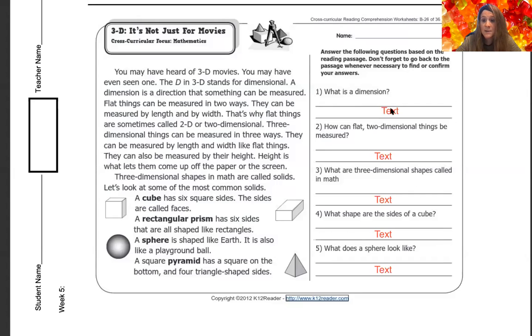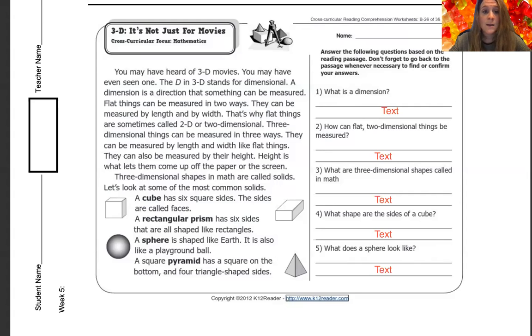This is for those of you who had the stories 3D, it's not just for movies, and plant life cycles. Again, this is the questions, and I am going to have you do one passage questions on day 3, the other passage questions on day 4, and then day 5 you'll do the Lexia Skill Builder. So let's go ahead and look here. It says, answer the following questions based on the reading passage. Don't forget to go back to the passage whenever necessary to find or confirm your answers.